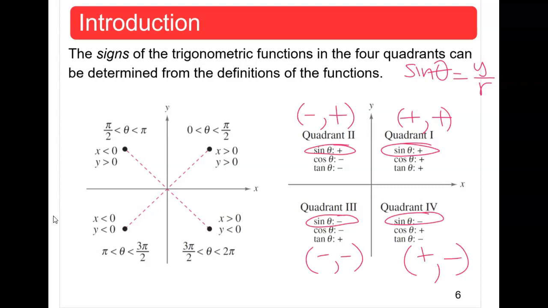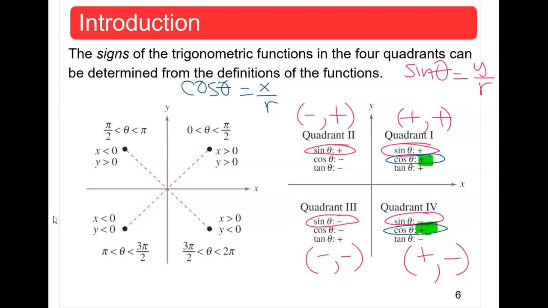Okay, so now let's look at cosine. Now, cosine is defined as x over r. And so whenever the x is positive, such as in quadrants 1 and 4, the sign of cosine will be positive as well.